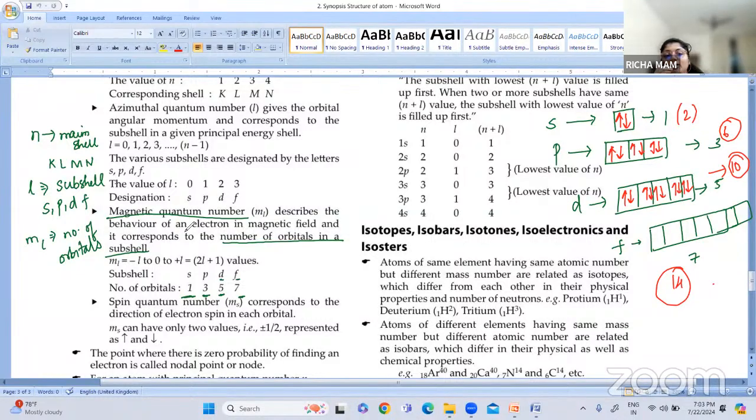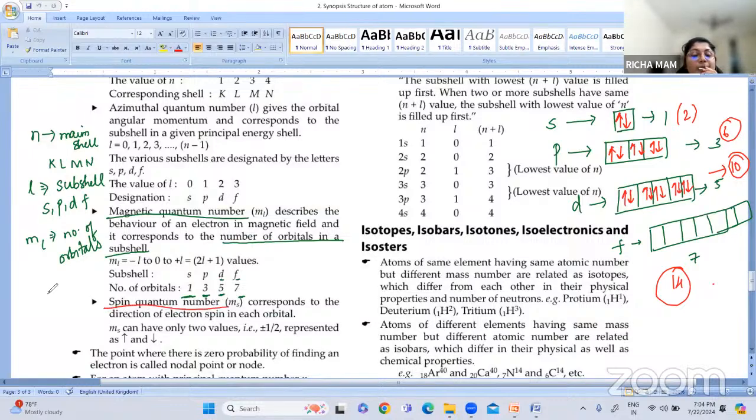It tells you how many orbitals are present. In S, you have one orbital. P, you have three orbitals. D, you have five. And F, you have seven. And these 2, 6, 10, and 14 are the maximum number of electrons which can be accommodated in these orbitals. So these are the three quantum numbers which we have seen.